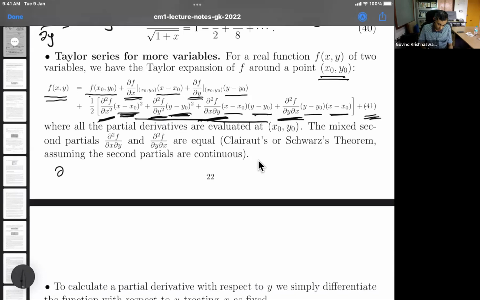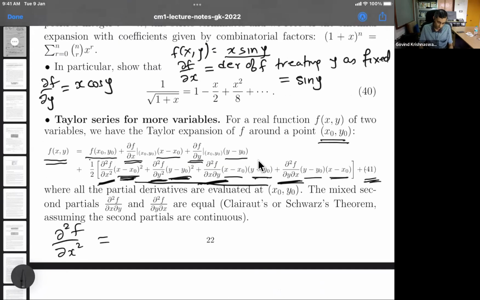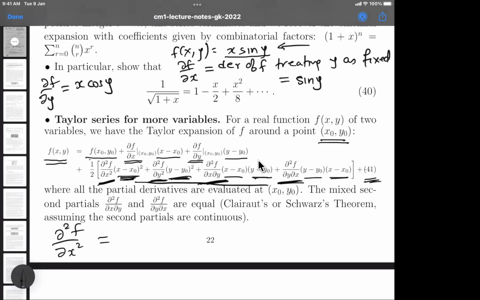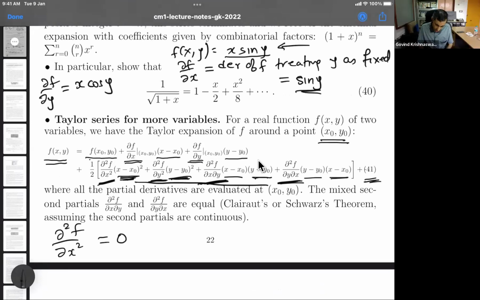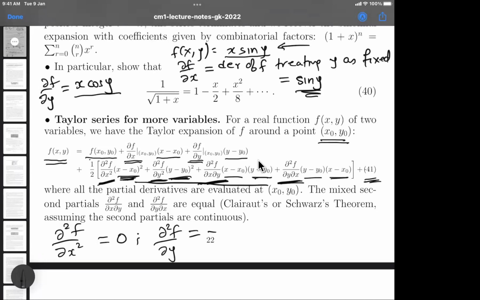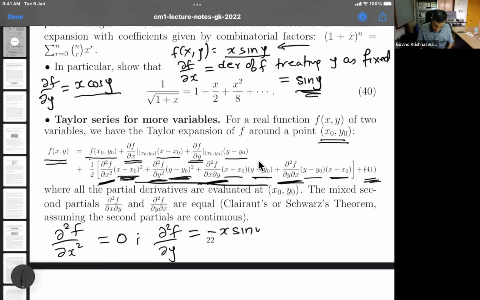So let me compute d2f dx squared for the function I had written down previously. Can you propose the answer? What is the second derivative of f with respect to x for the function proposed here, x sine y? 0. Indeed 0, because the first derivative is sine y, it's independent of x. The second derivative with respect to y, for that we take the first derivative in y and differentiate in y once again, and in that case I am going to get minus x sine y.